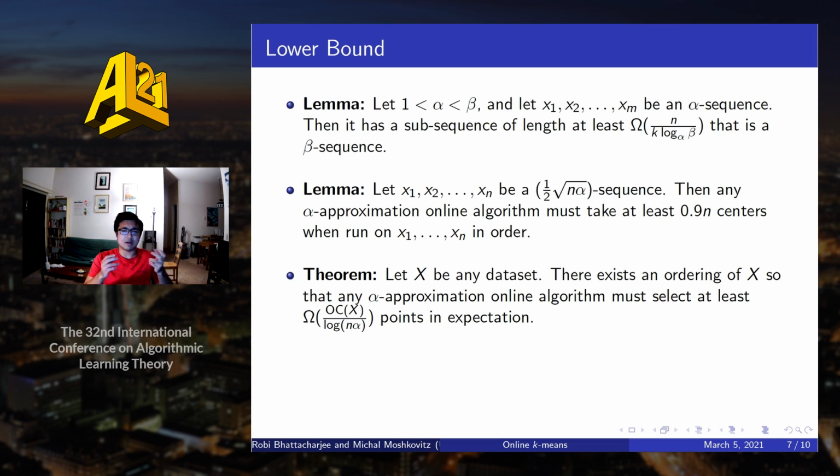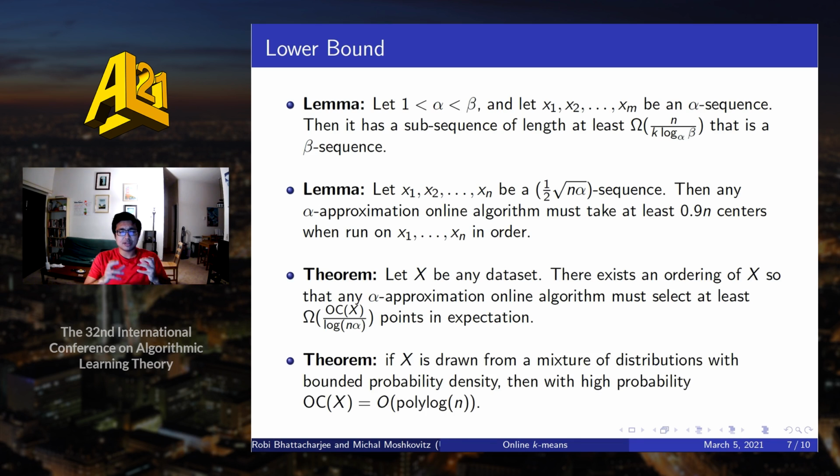Before going into that, however, I just want to circle back to the point we made earlier, which is about not all data sets being bad. It turns out that under pretty mild assumptions, such as x being drawn from a mixture of distributions, however still being ordered in worst case order, we can show that with high probability, OC of x is actually polylog n, which is much more manageable, of course, than the omega n shown in Moshkovitz's example.